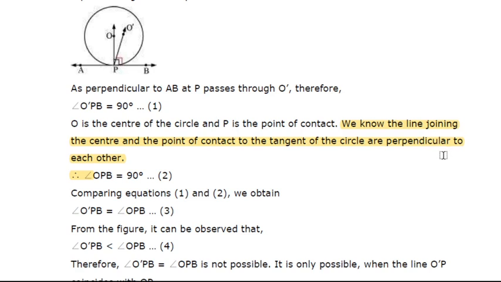We know that the line joining the center at the point of contact to the tangent of the circle are perpendicular to each other. Means the line which passes through the center and touches the tangent, the line is also perpendicular. Means that this statement is true.